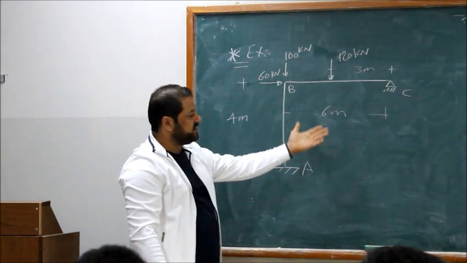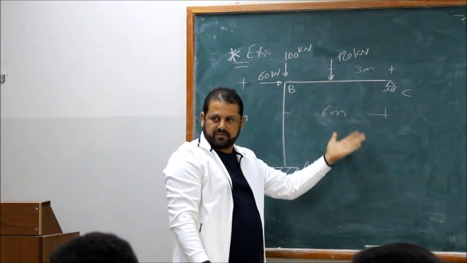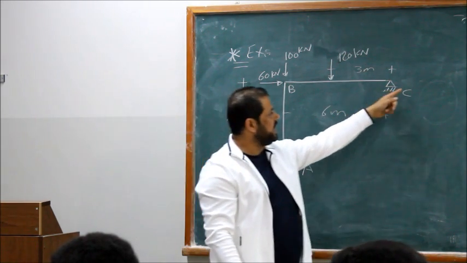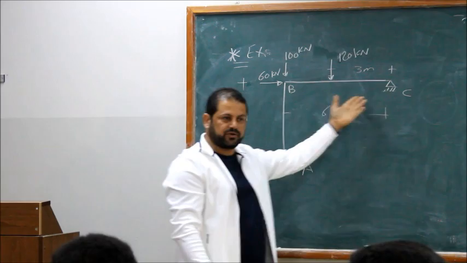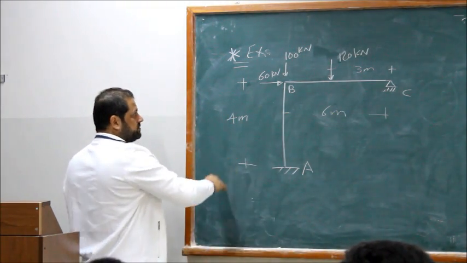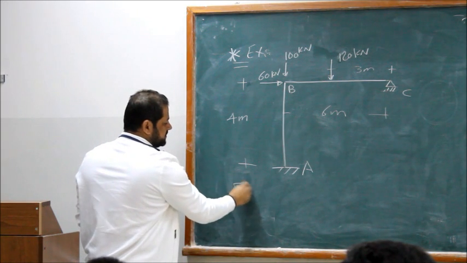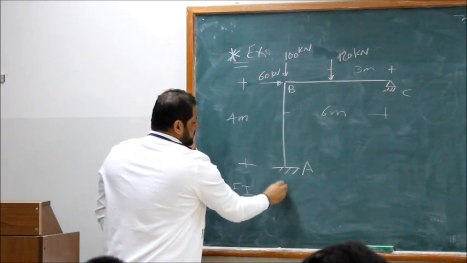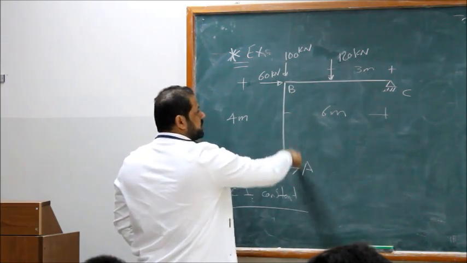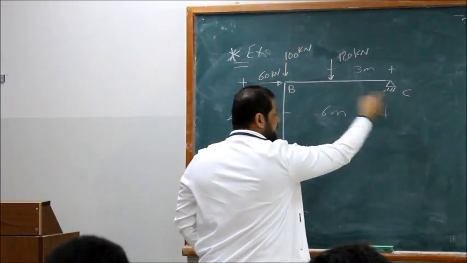Good? So this one is a non-sway frame. Next lecture, I will solve the same frame when we have a roller, just to show you what's happening to the reactions and movement. Good? So EI is constant. EI constant for the column. We call this one column, and this is beam or girder.